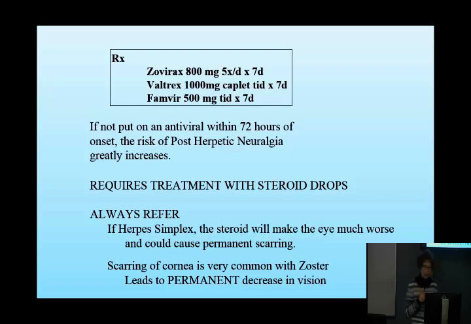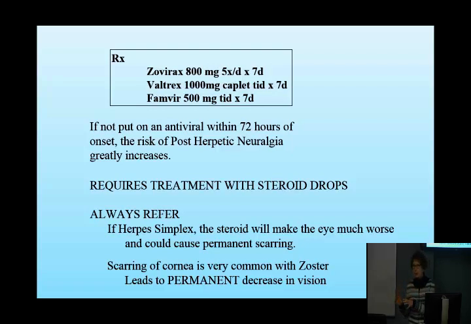With zoster in the eye, we treat it with a steroid. When we have herpes simplex in the eye, we never treat it with a steroid. So anybody that you think has a herpetic infection, you should not treat them yourselves unless you have a slit lamp and you can confirm this is a herpes simplex infection or a zoster type of issue, because the treatments of the two are absolutely opposite from each other.